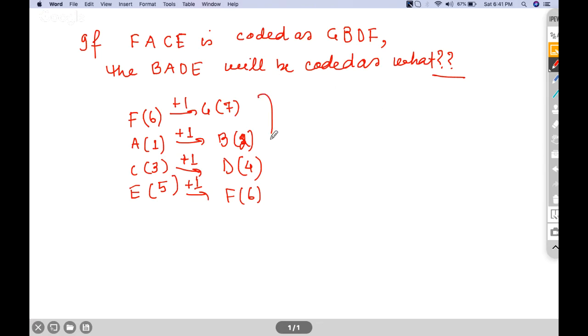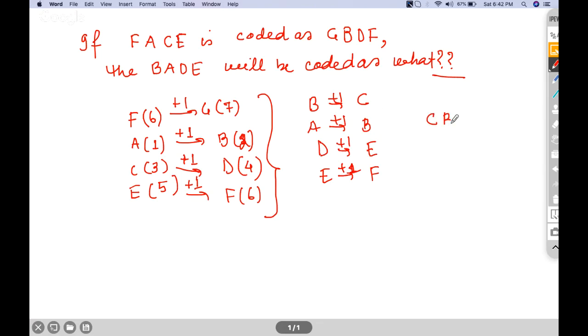So it means that they all are moving one letter ahead. They are going right by one letter. So B will become C, plus 1. A will become B, plus 1. D will become E, plus 1. And E will become F, plus 1. So the answer is CBEF. I hope you understood this.